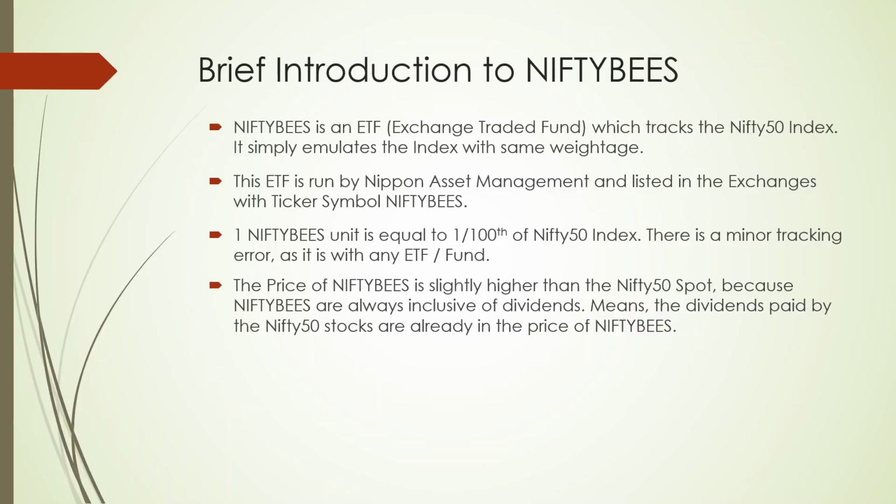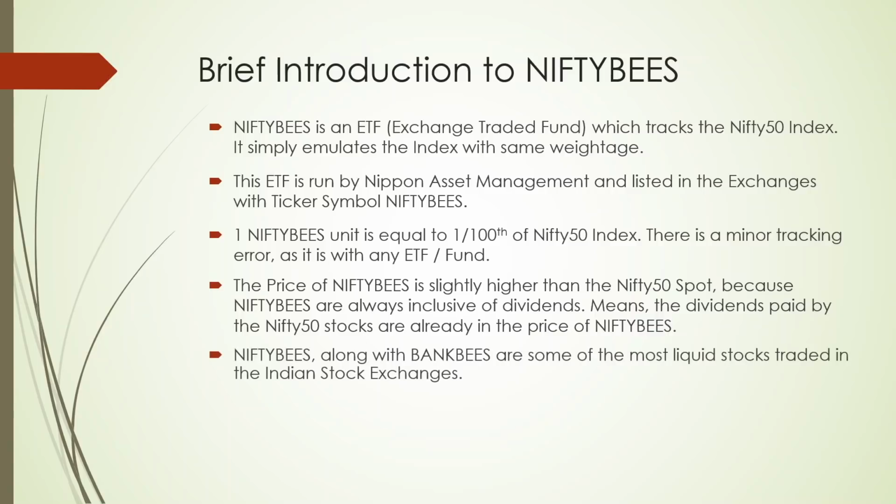But when it is Nifty Bees, they will be getting the dividend, right? Because they will be holding the shares of all these companies according to the weightage. So they will be getting the dividend, and that dividend is basically added back to the Nifty Bees unit. They will keep on adding the dividend to the one unit price. That is why the price of the Nifty Bees is slightly higher than the level of the index.